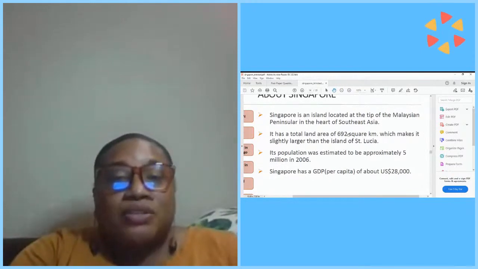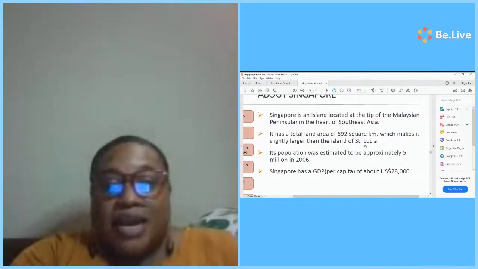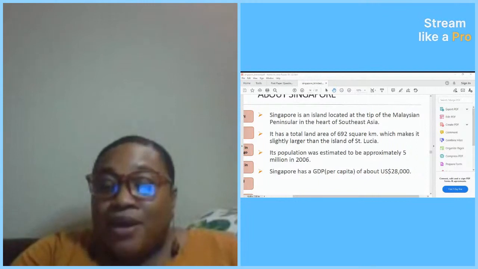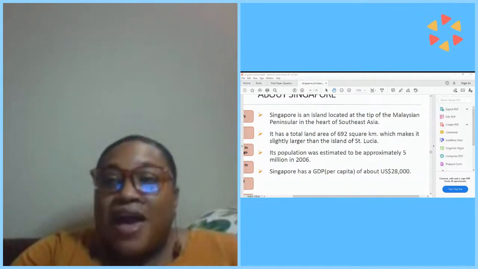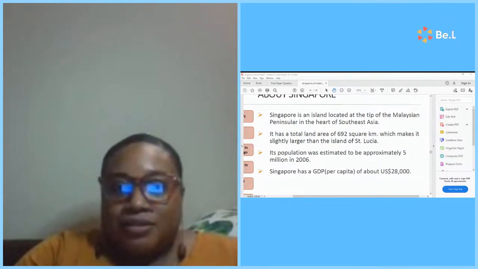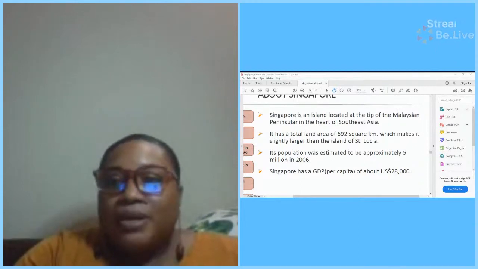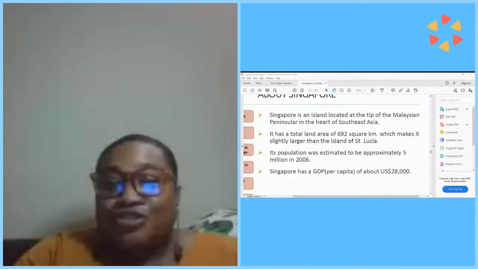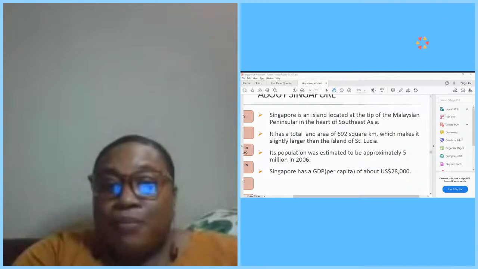So the total land area is 692 square kilometers. Remember, I said that Trinidad and Tobago is almost 5,000 square kilometers. So imagine Singapore is this, how many times Singapore would be able to fit into Trinidad, because it's so tiny, right? But they have approximately 5 million people.